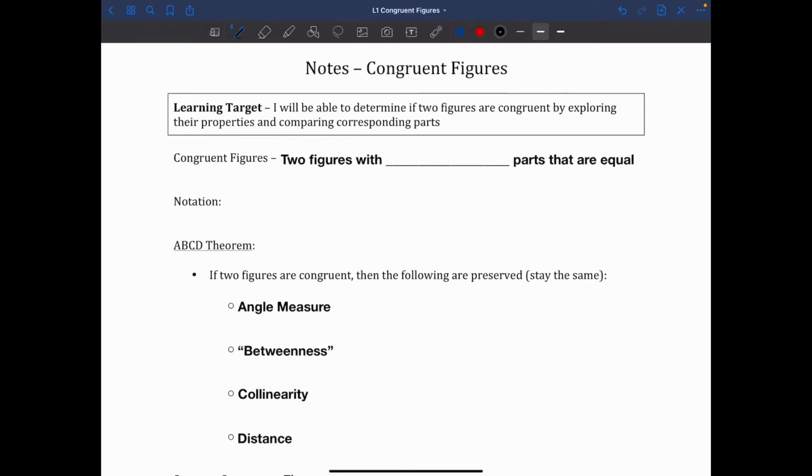Hello. So today we're going to talk about congruent figures. This is the first lesson we're going to cover with triangle congruence. What are congruent figures in the first place? We've talked a little bit about the word congruent in the past. It means two things that are the same.